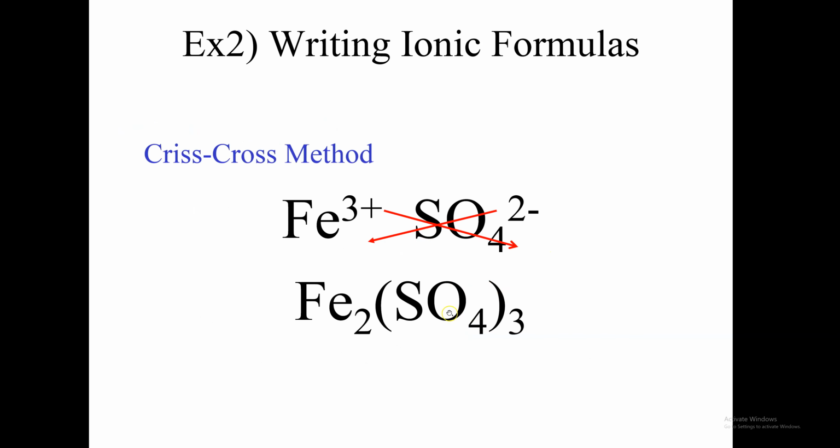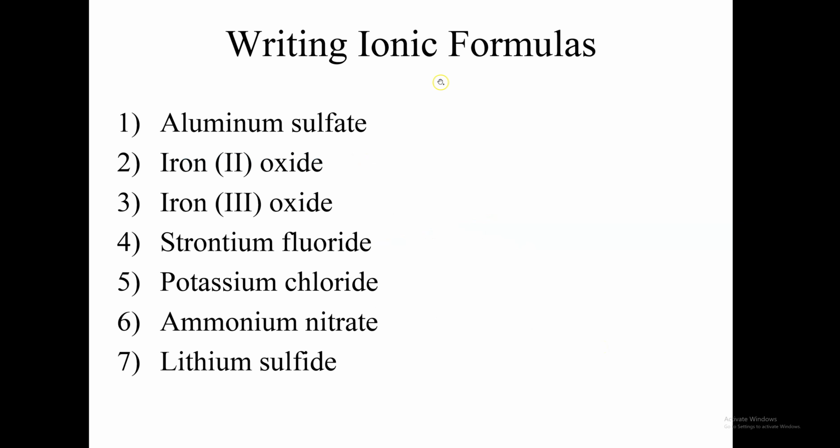Now again, with the crisscross method, we always put parentheses around the polyatomic ion. In this case, SO4 is a polyatomic ion. So we bring the 3 down, and then the 2 comes right down here just to indicate it's balanced. If you multiply out the numbers, 3 times 2 gives you 6, and 2 minus times 3 gives you 6 as well, and that would be the balanced formula for the polyatomic ion compound iron sulfate. All right, so let's go do a couple of them here.